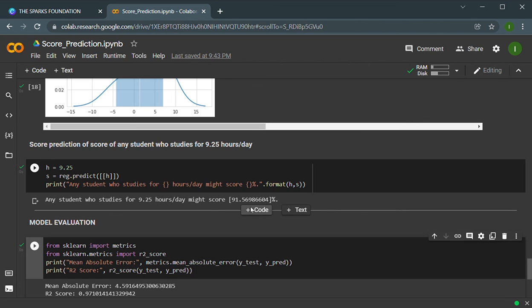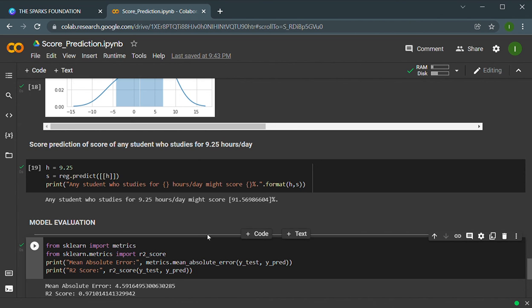So finally, what would be the predicted score of a student if he or she studies for 9.25 hours per day? So we get that any student who studies for 9.25 hours per day might score around 91.56%, which is a predicted score.